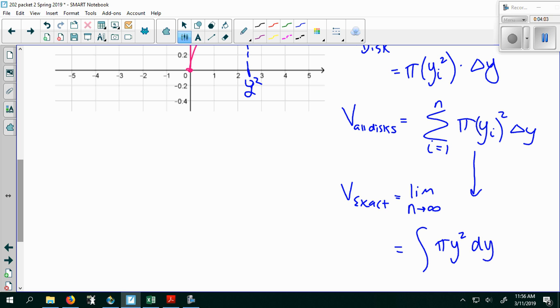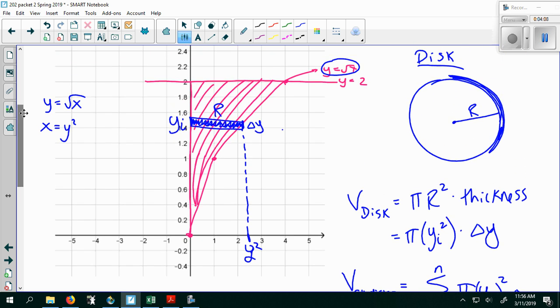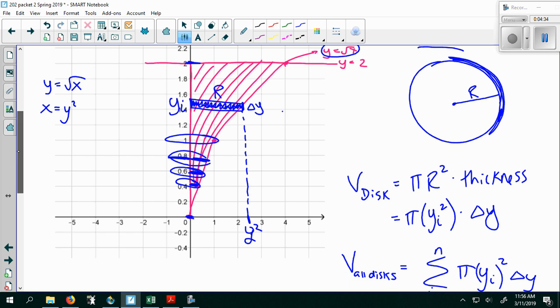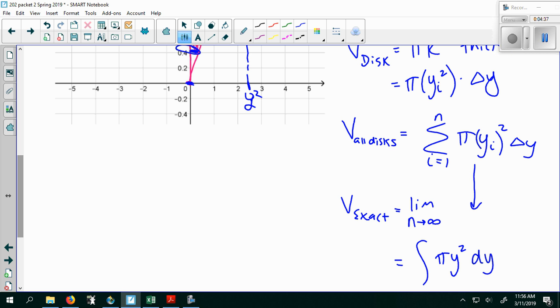And then for my bounds of integration, I have to think about where I'm stacking up these disks. All along the y-axis, I'm building these disks from rectangles that get rotated around the y-axis. I've got these disks stacking up along the y-axis, so I'm starting my stacking at 0 and finishing at 2: y equals 0 to y equals 2. So those are my bounds of integration.